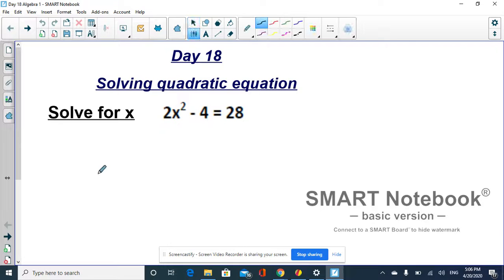Good morning, all. Today we will review how to solve a quadratic equation. And as you see here, this is the first example.